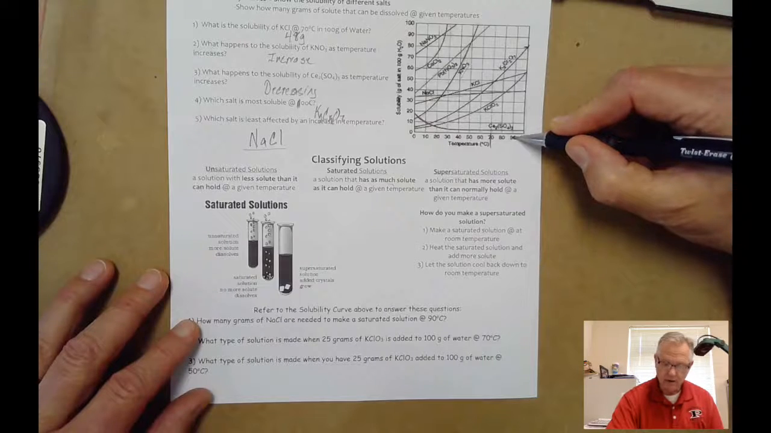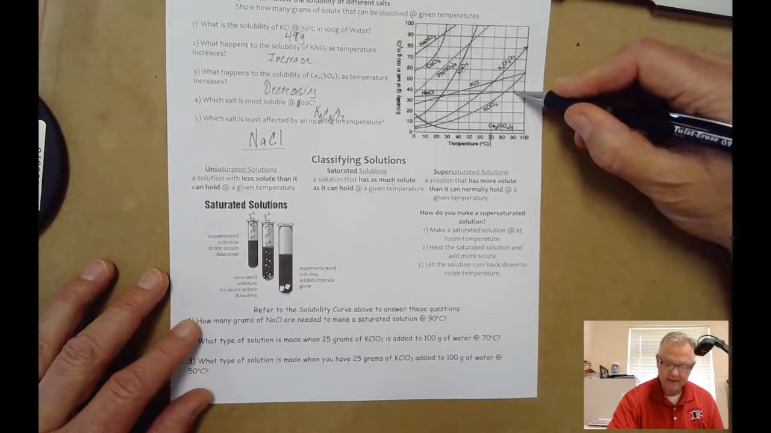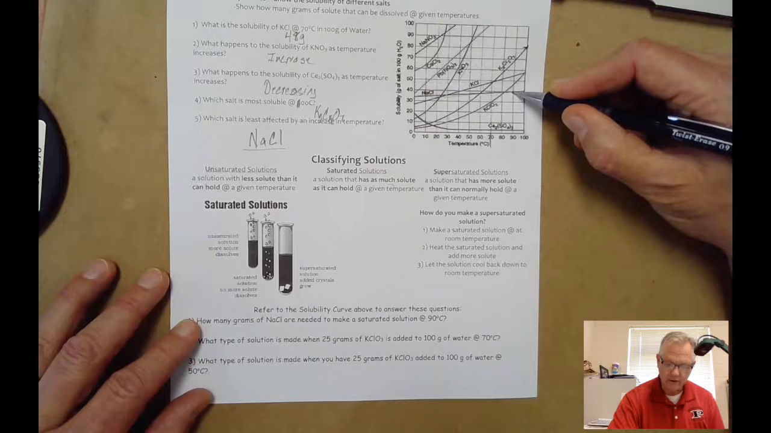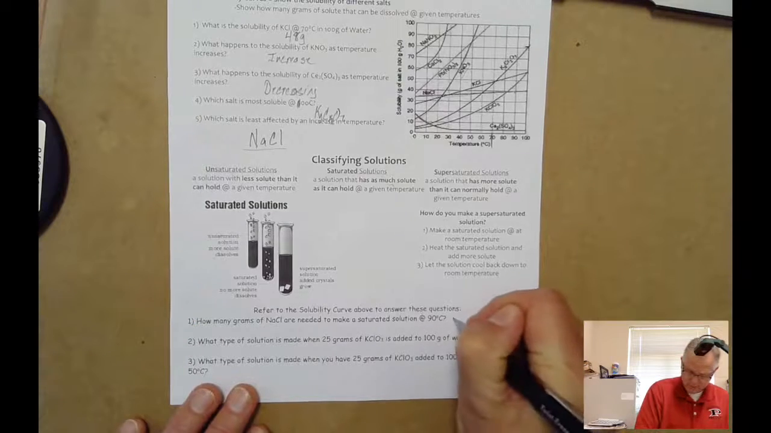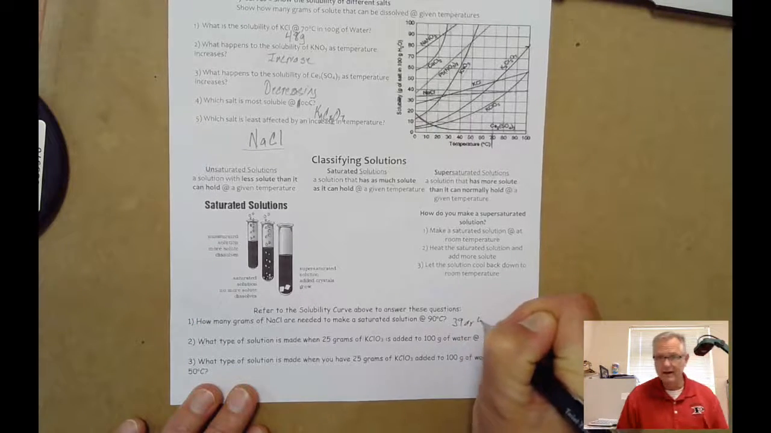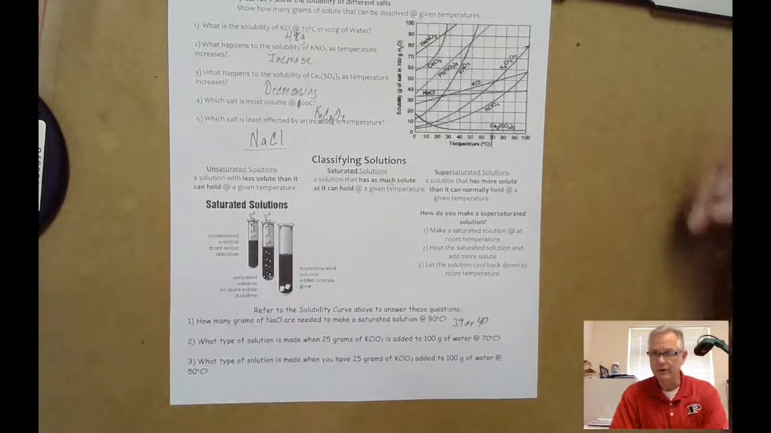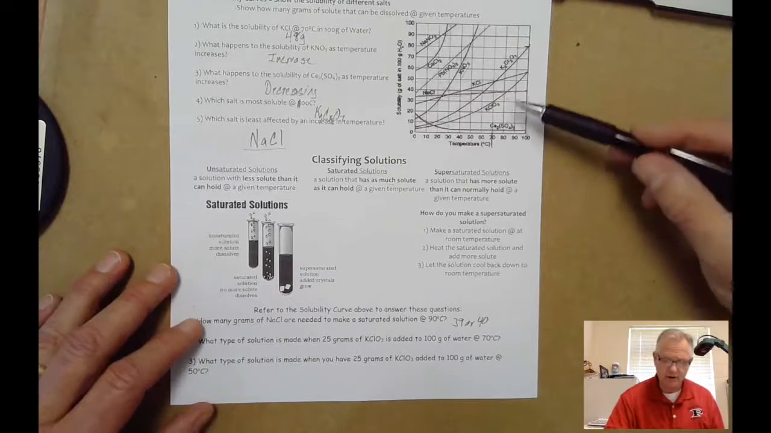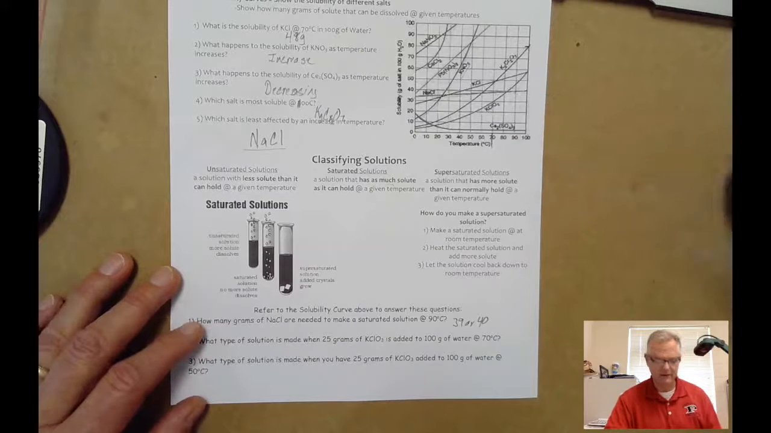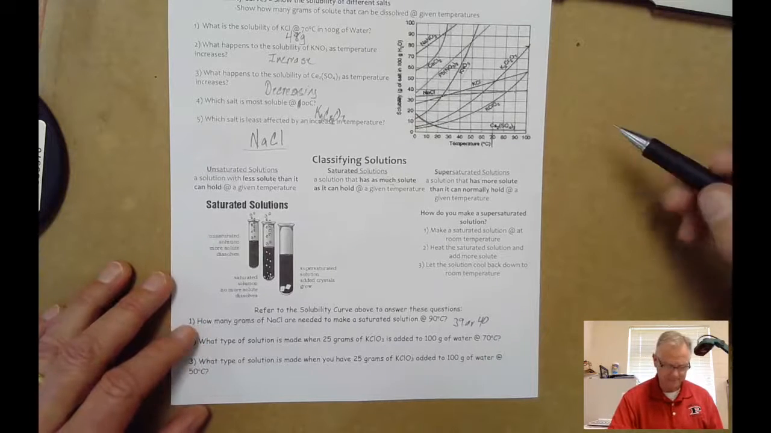I'm going to go up until I hit the NaCl line, which is right there. And then I'm going to go across. And I would say, 39 or 40. This graph is not real precise, so any of those would be just fine. As long as you didn't say, oh, it's 41 or 42. It's definitely under the line or right at the line.